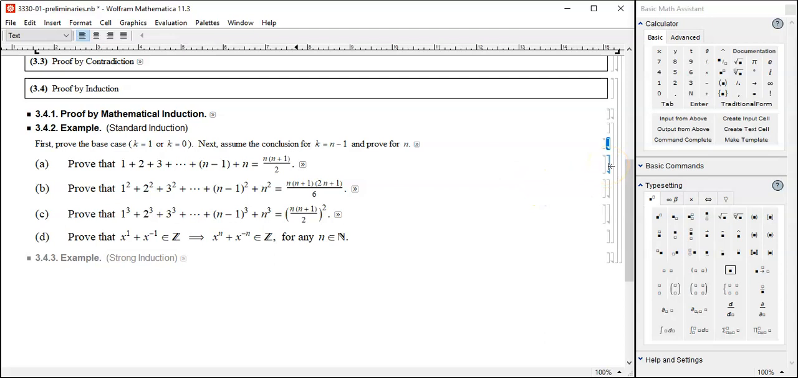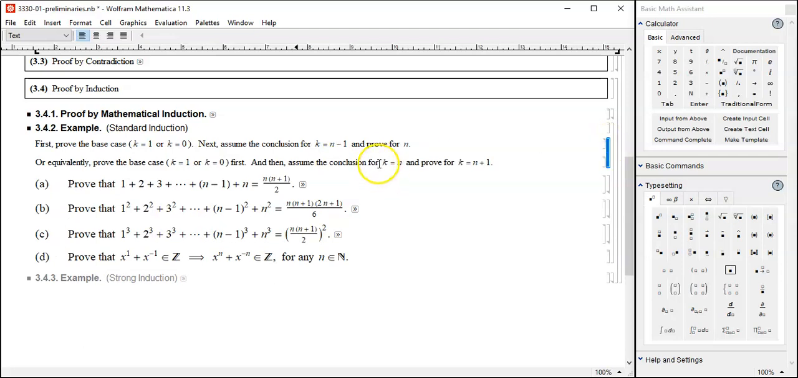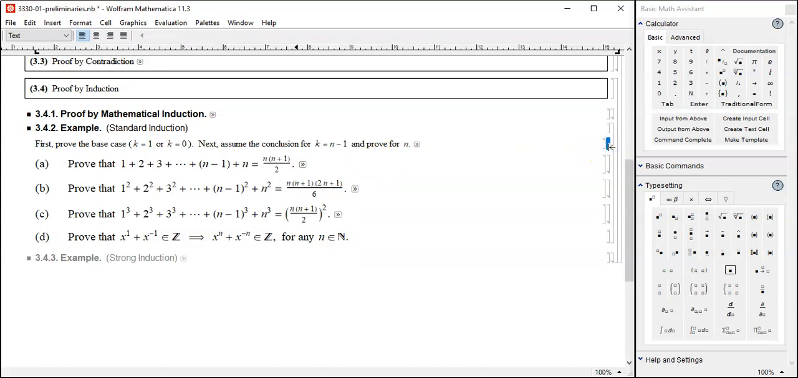I'm not so certain how Noreen Khan approaches it. I think she also does it the other way, assuming for n and proving n plus 1. I think she does it that way too. Well, but my way is n-1 to n, so let's do it that way, at least in my class.